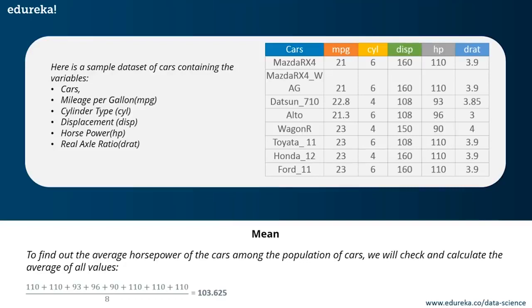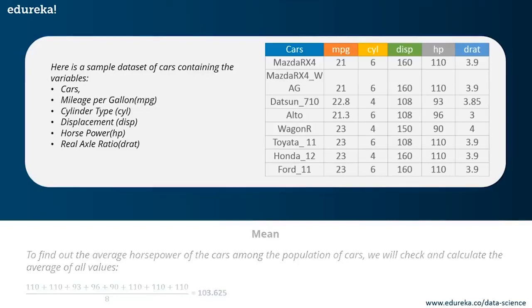So this 110 basically represents the horsepower for the first car. Similarly, I've just added up all the values of horsepower for each of the cars and I've divided it by 8. Now 8 is basically the number of cars in our data set. So 103.625 is what our mean, or the average horsepower, is.